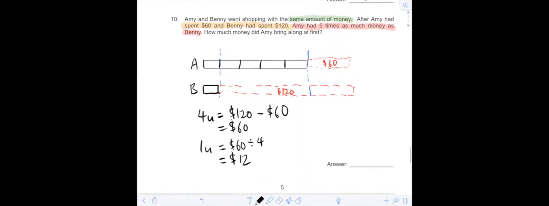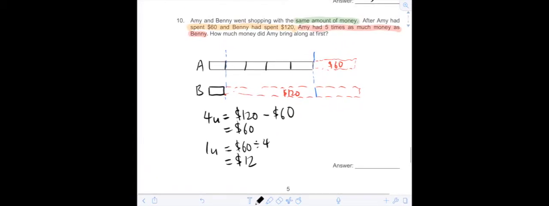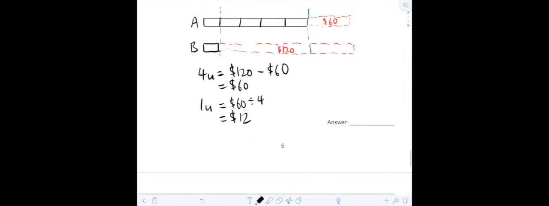How much money did Amy bring along at first? So you're going to find what Amy got. Actually, Amy and Benny had the same amount of money. So actually, you can just find what Benny had. So you just need to take the $12 plus the $120. You will get $132. Alright.